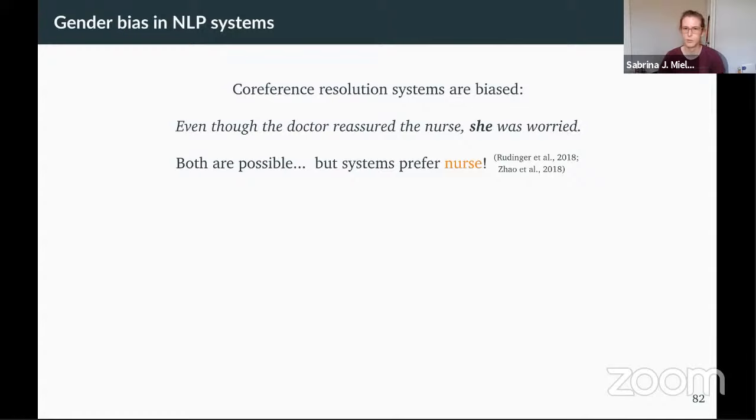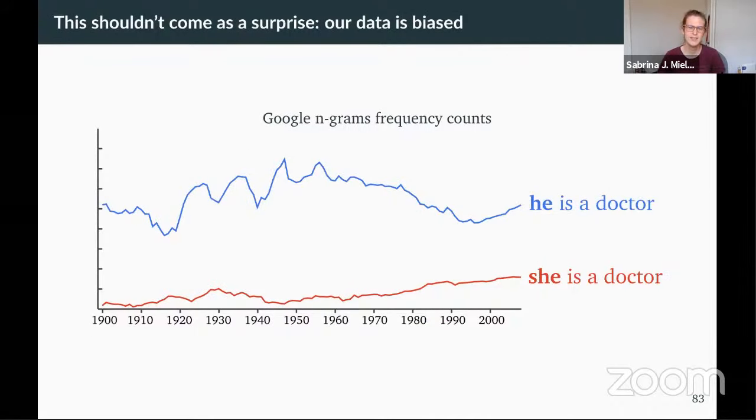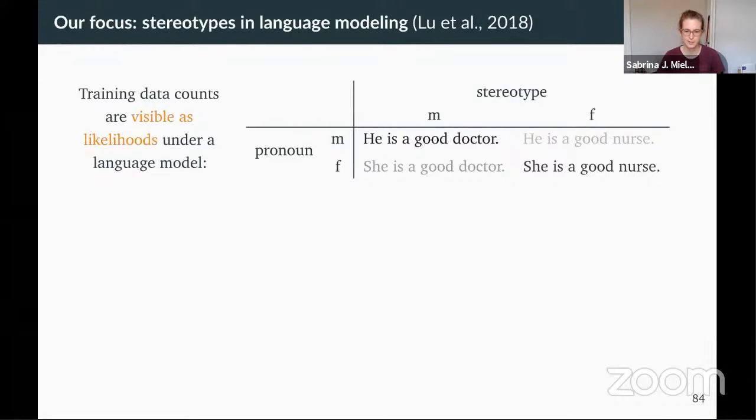So there's work on this because of gender stereotypes. Word embeddings carry biases. We know this. And in a way, this is not really surprising, because "he is a doctor" occurs much more often in text than "she is a doctor." So one way to fix this that was basically proposed by Lu et al. in 2018 was to balance the training data.